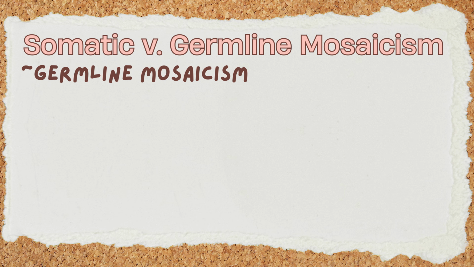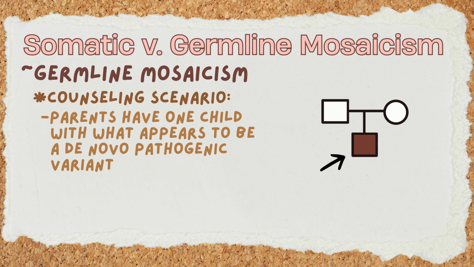This explains an important counseling scenario. Parents have one child with what appears to be a de novo pathogenic variant. A second child is born with the exact same pathogenic variant. Rather than two independent de novo events, one explanation is parental germline mosaicism. This is why we usually avoid saying recurrence risk is absolutely zero after a de novo diagnosis. There is often a small residual recurrence risk because of possible germline mosaicism.